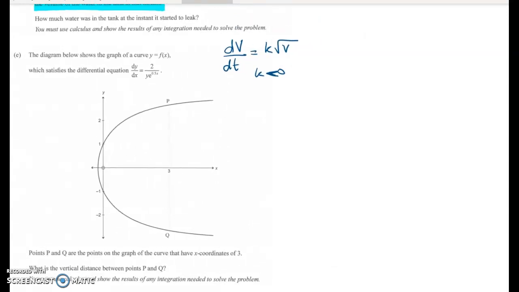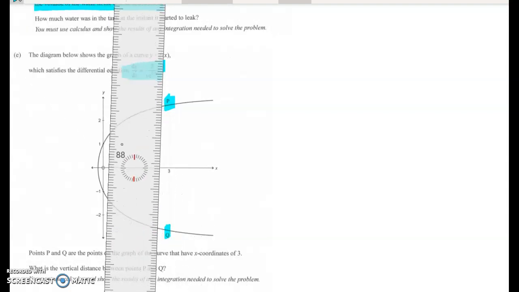Okay, so the diagram below shows us the graph of a curve, y is equal to f of x, and that's come from this differential equation here. Points P and Q are the points on the graph that have an x coordinate of 3, and we have to find the vertical distance between P and Q. So that's that distance there.